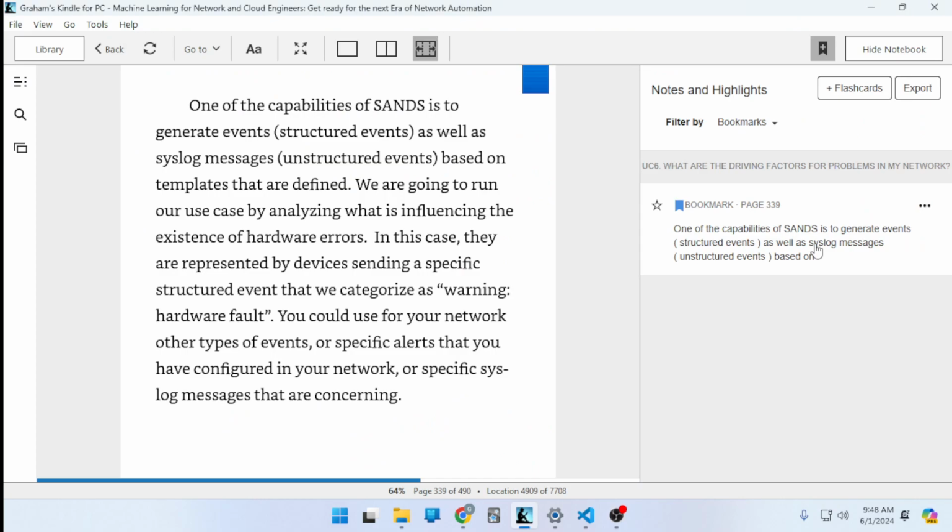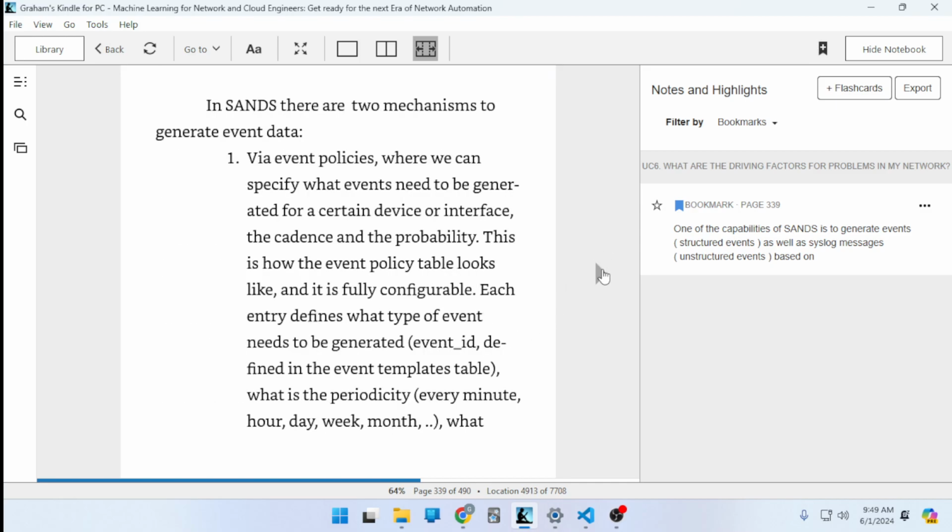One of the capabilities of SANS is to generate events, structured events, as well as syslog messages, unstructured events, based on templates that are defined. We are going to run our use case by analyzing what is influencing the existence of hardware errors. In this case, they are represented by devices sending a specific structured event that we will categorize as warning hardware fault. You could use for your network other types of events or specific alerts that you have configured in your network, or specific syslog messages that are concerning.